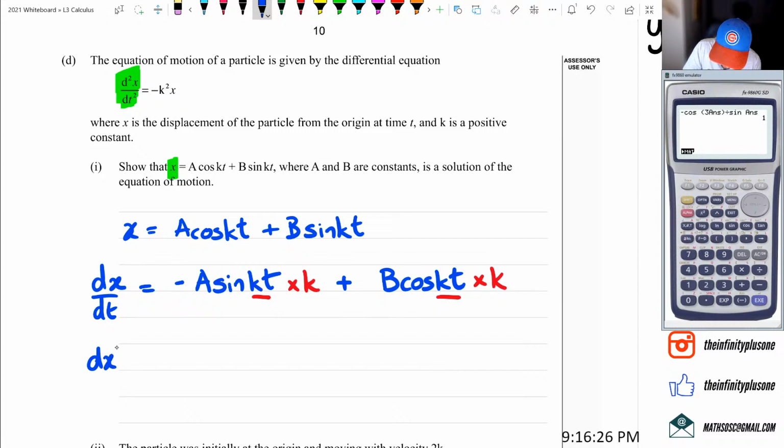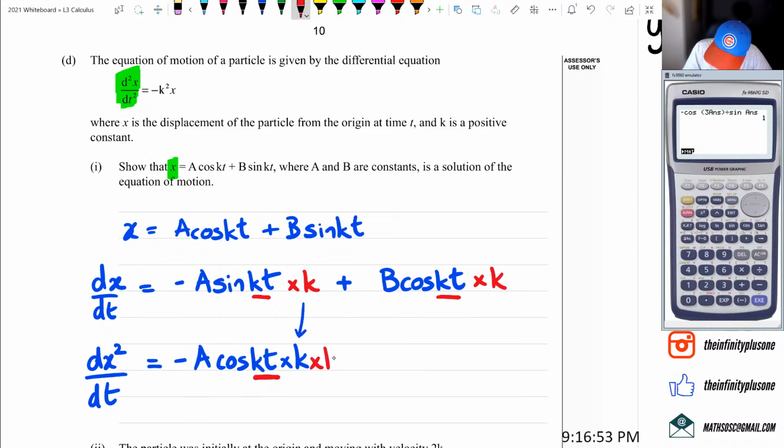So I'm going to do it a second time. What's going to happen now is negative sine is going to differentiate to negative cos. So I've got negative a cos kt, and this k is still from the original part that I did right there. Once again, I've got to multiply by the differentiation of kt, which is k. b cos is going to become negative sine. So it's negative b sine kt times k, which is the original k, and I've got to multiply by the differentiation of this, which is another k.